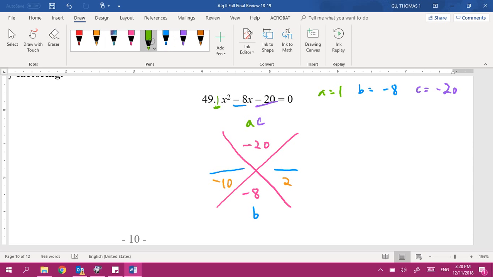and then it's going to be a times x on top. So a is 1 times x on top. Alright, now we got to simplify these fractions as much as possible, except they're already simplified since a is 1. And so now this tells us what our two factors are going to be.